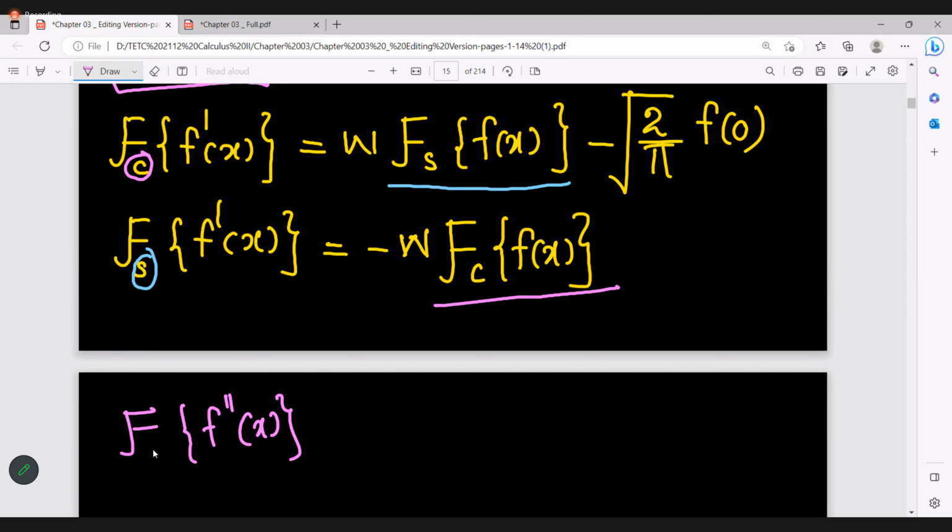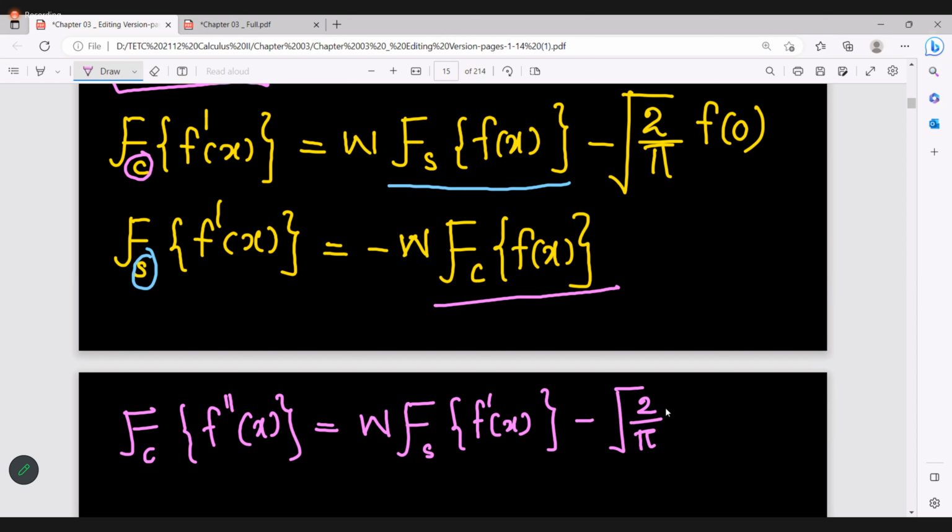Okay, first we are going to obtain the expression for the Fourier cosine transform of the second derivative of a function. So here, as I mentioned earlier, first we can write this is equal to, by the right hand side of this expression, we have to replace f by f dash. So we can write this is equal to w times the Fourier sine transform of f dash x minus square root of 2 over 5.